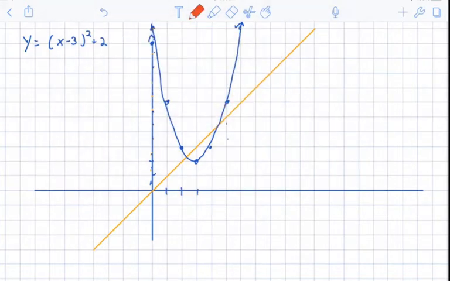So first off, I need to recognize where all these points are. This is at 0, 11. This is at 1, 6. This is at 2, 3. This is at 3, 2. This is at 4, 3. This one here is at 5, 6. And this one here is at 6, 11. Alright, so now we just need to figure out where the mirror images of these points are.